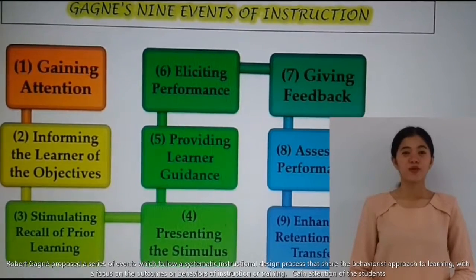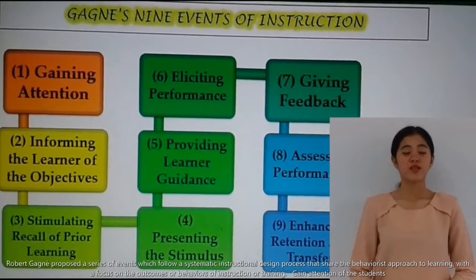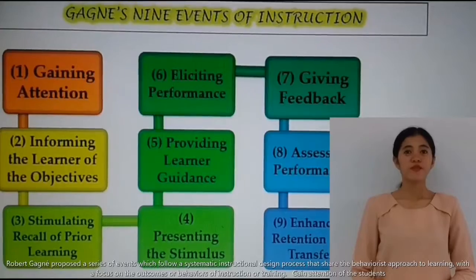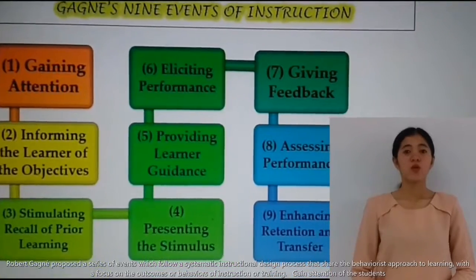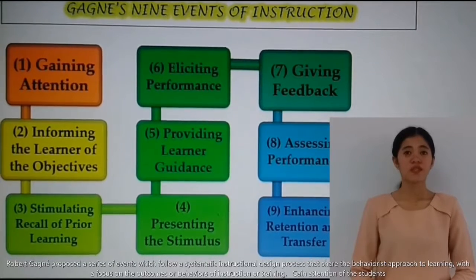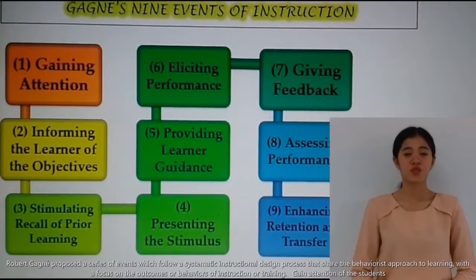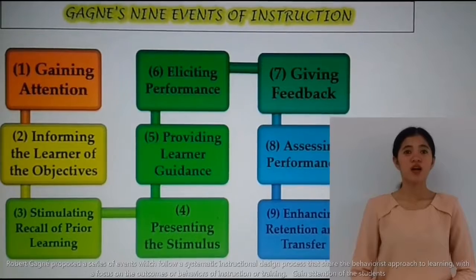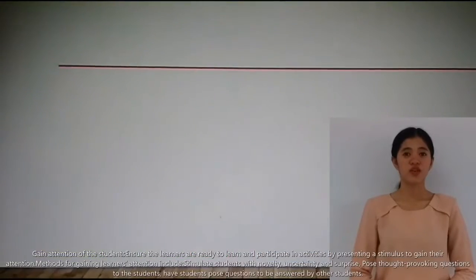So today I'm going to discuss Robert Gagne's 9 events of instruction. Robert Gagne proposed a series of events which follows a systematic instructional design process that shares the behaviorist approach to learning, with a focus on the outcomes or behavior of instruction or training.